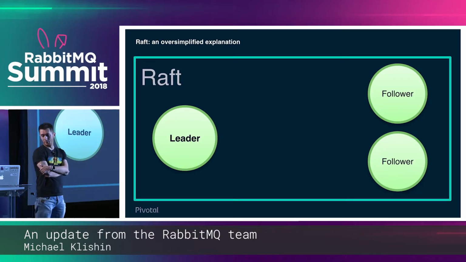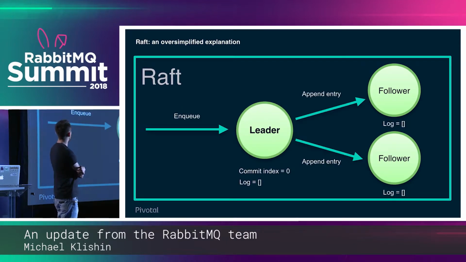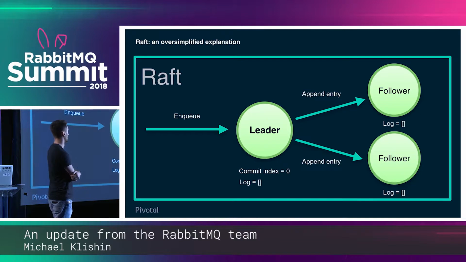So with Raft, we have a number of nodes. So in this case, we have 3. Every Raft cluster has a leader, and all operations flow through it. And followers, well, they store replicas. So let's say a command comes in, like, hey, enqueue this message, right? So the leader has a log and a commit index. The log, you can think of it as an array for the purpose of this discussion. And the commit index is the latest operation that is known to be successfully committed on all nodes.